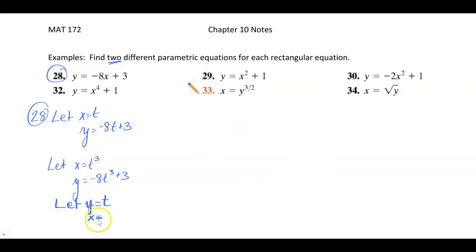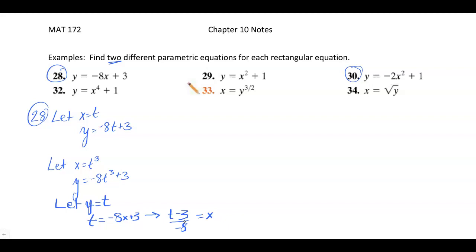well, let's think about this for a minute. So if we let y be equal to t, then t is going to go in for this. So t is going to equal negative 8x plus 3. And if we wanted to solve that for x, which is what we would want to do, we're going to subtract 3, and then we're going to divide by negative 8. So that would be another set of parametric equations. And like I said, there's an infinite number of ways to do that. So take a minute, pause the video, try number 30, see if you can come up with 2.